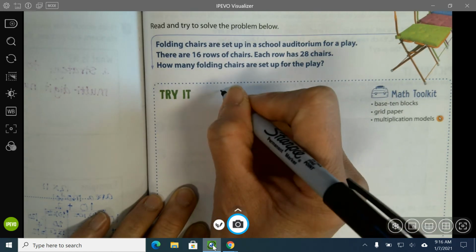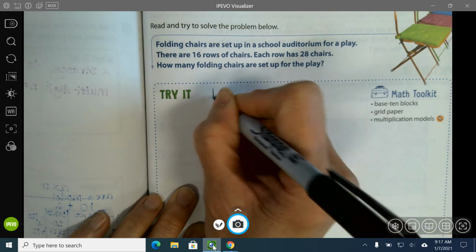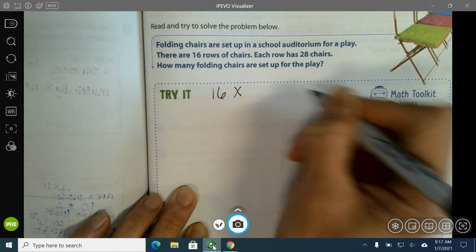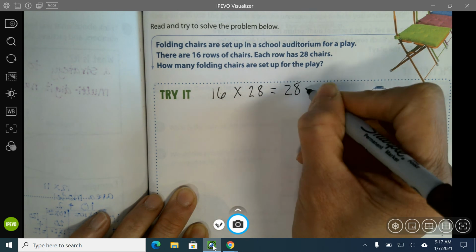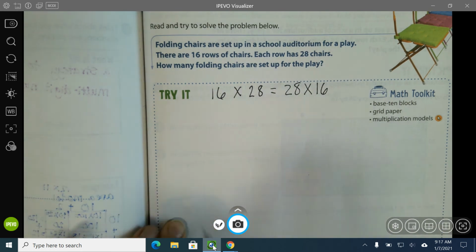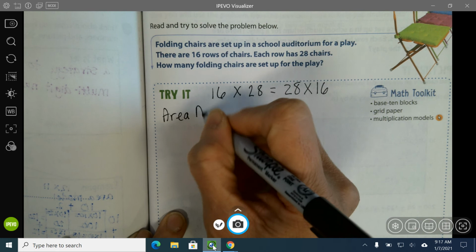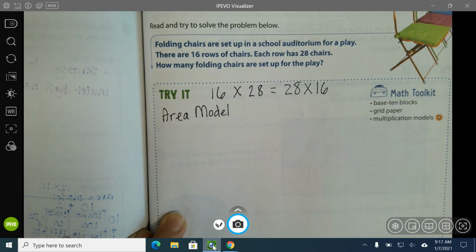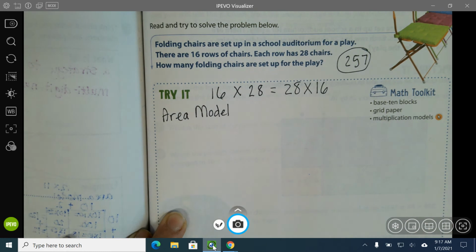So I am going to find the product. Remember, the word product means multiplication, okay? So 16 times 28. Now, this is the same thing as 28 times 16. And I am going to use the area model to demonstrate how this works. Area model. I'm on page 257, in case you are just joining me.